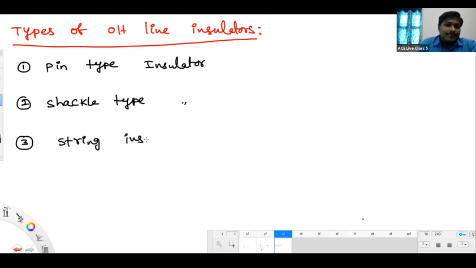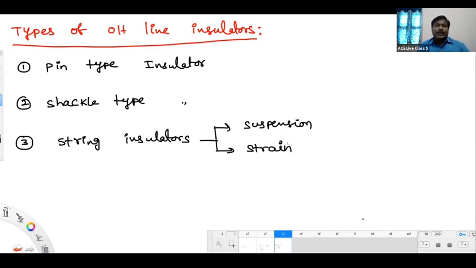String insulators are actually of two types. Glazed means smooth surface. One is the suspension type, and the next one we are going to call the strain type. Two types we have: suspension type string and strain type string.